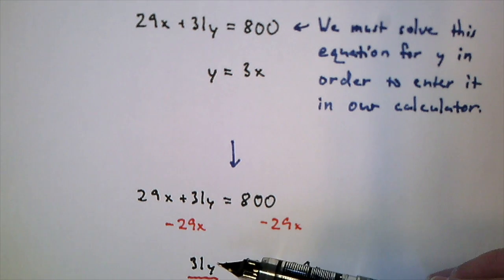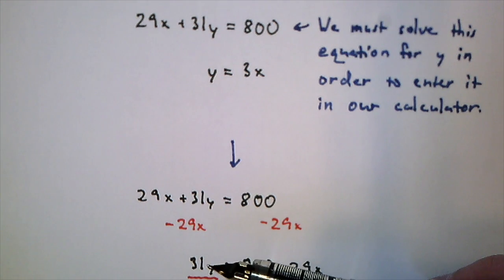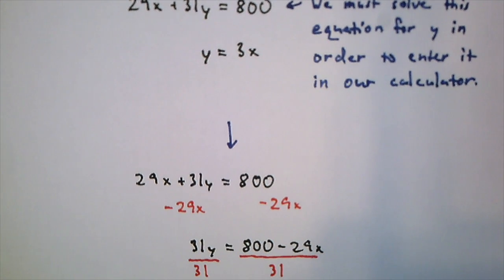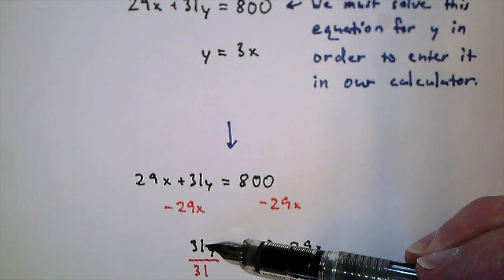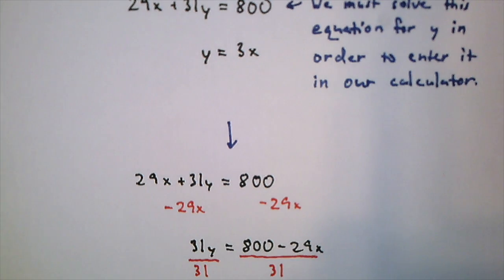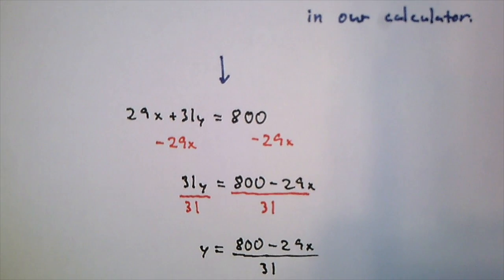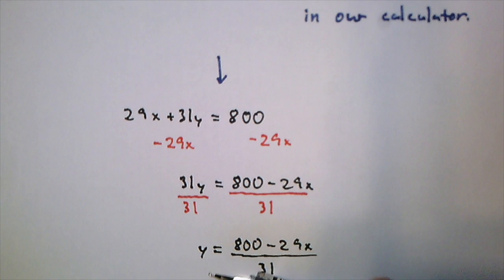Now we have 31y by itself on the left, and we need to get rid of the multiplication by 31. To do this, we'll have to divide through by 31 on each side of the equation to cancel this 31 off. And then we're done. Now we have y on the left side of the equation, and we have 800 minus 29x in the numerator of this fraction, and 31 in the denominator.